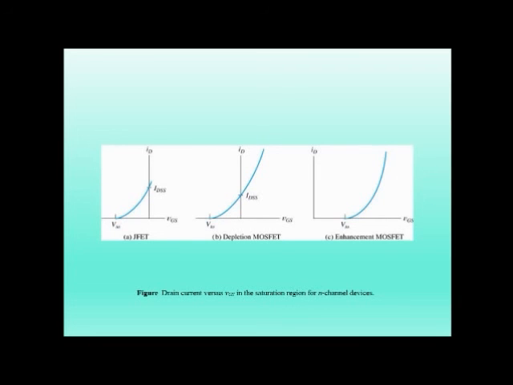So this is just a comparison of JFET, depletion MOSFET and enhancement MOSFET. The main thing is about the pinch off voltage. In case of JFET it is negative, in case of depletion MOSFET also it is negative, but in case of enhancement type it is positive. It rises from the positive x-axis, you can see from this graph.